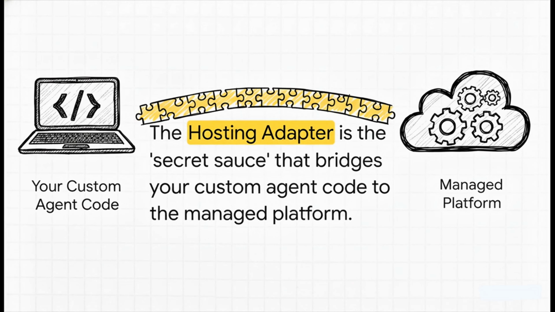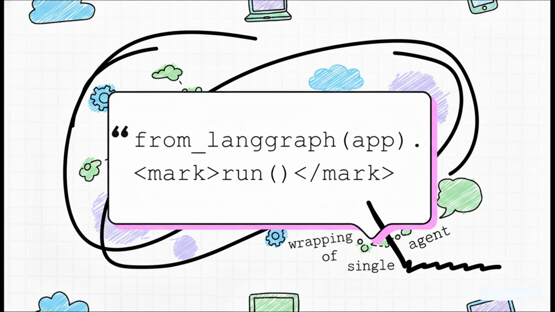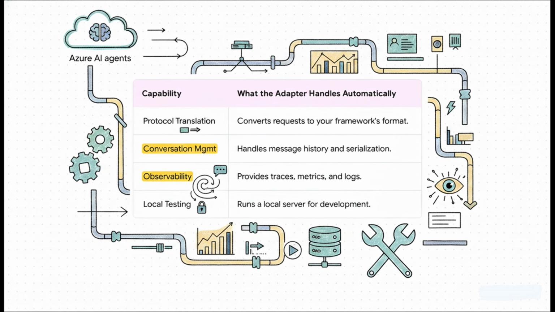Okay, but how does this magic happen? How does your custom code talk to this powerful managed platform? Well, the secret sauce is this little thing called the hosting adapter. And you're going to love this. It's often as simple as a single line of code. Seriously, you just take the agent you already built, wrap it with this adapter, and boom, that's it. Your agent is now plugged into the platform. So this little piece of code is a real workhorse. It's automatically handling all this annoying plumbing for you, translating requests, managing the conversation history, spitting out all your observability data, and it even helps you test locally. You get to focus on the fun part, the agent's logic.